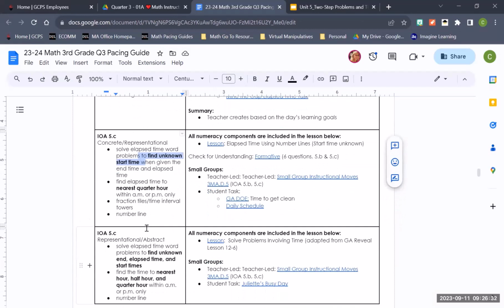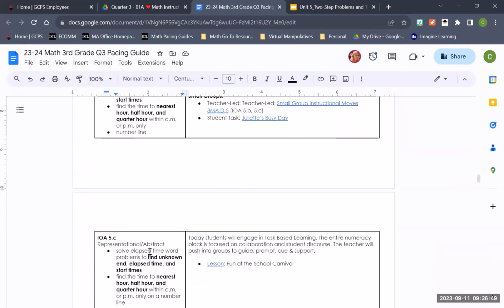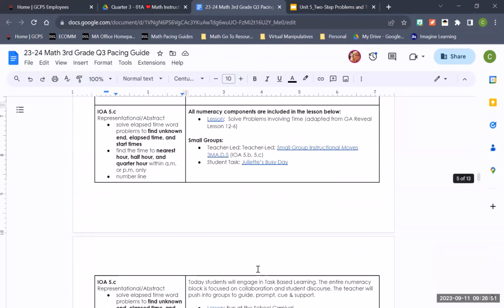Students will start problems where they are finding unknown end times to the nearest half hour, and then progress to finding the change of time and unknown start times to the nearest quarter hour. Instruction for the concept of time is approximately 8 days.